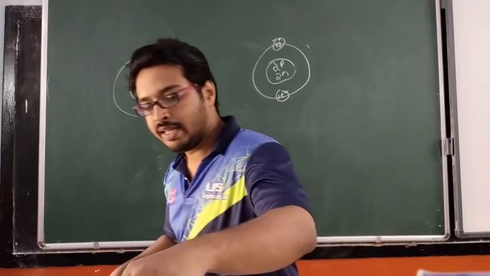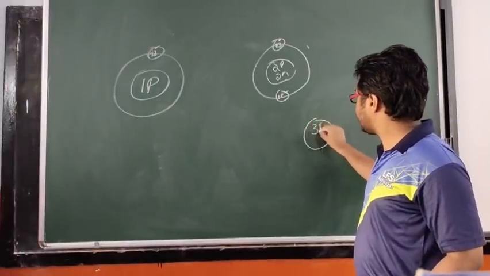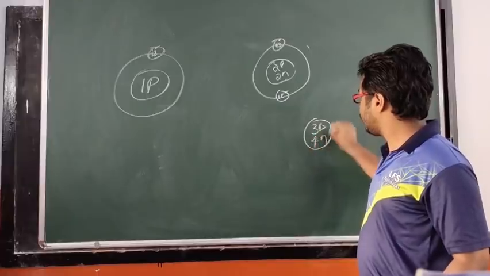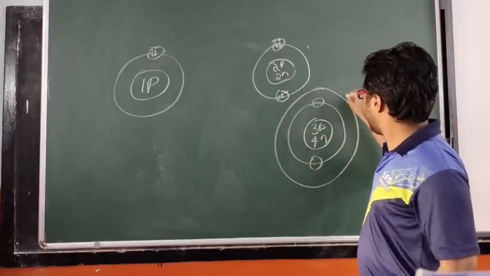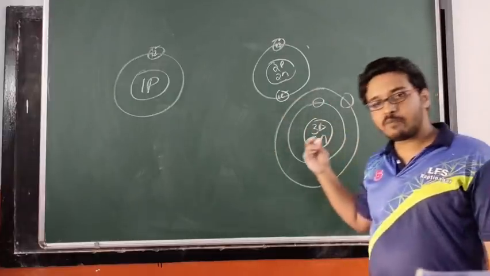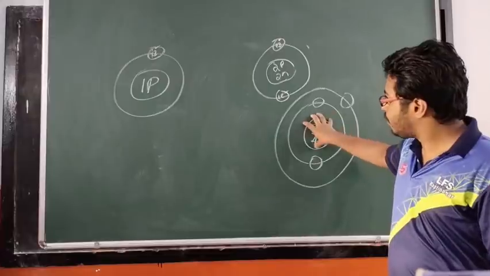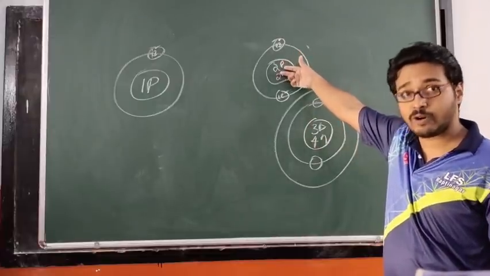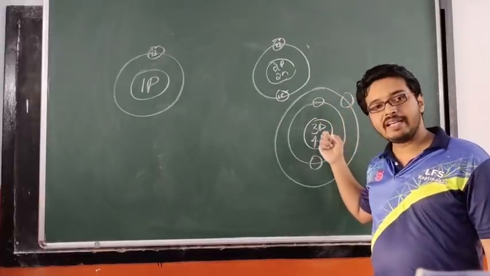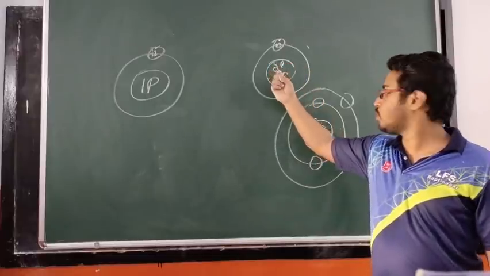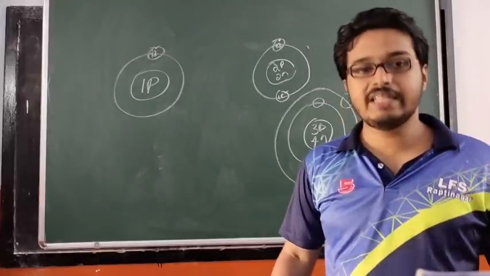I will give one more example, that of lithium. It is having 3 protons and 4 neutrons. So if you are considering it, it is having 3 protons and 3 electrons, 4 neutrons. Helium has 2 protons. So the nuclear charge of lithium is much more compared to the nuclear charge of helium.